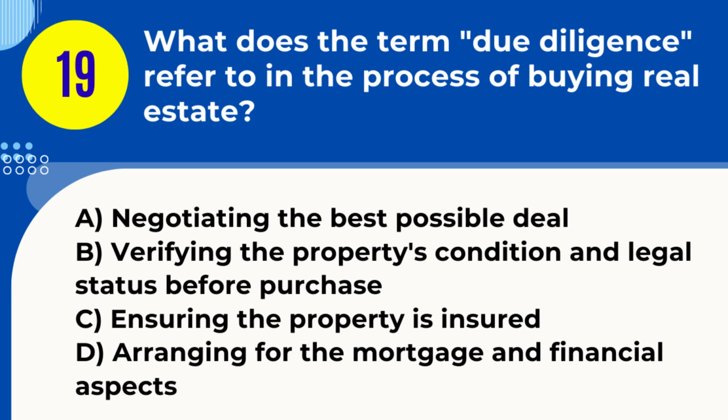Question 19. What does the term due diligence refer to in the process of buying real estate? A. Negotiating the best possible deal. B. Verifying the property's condition and legal status before purchase. C. Ensuring the property is insured. D. Arranging for the mortgage and financial aspects.